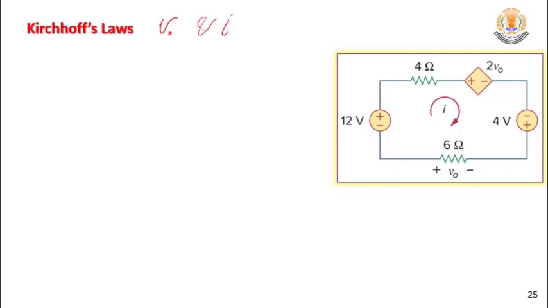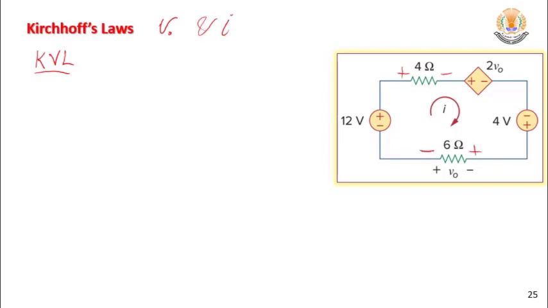Calculate V naught and I. We agreed. Let's start by using KVL. Again, put the polarity. Don't forget the polarity as long as you assume the current direction.